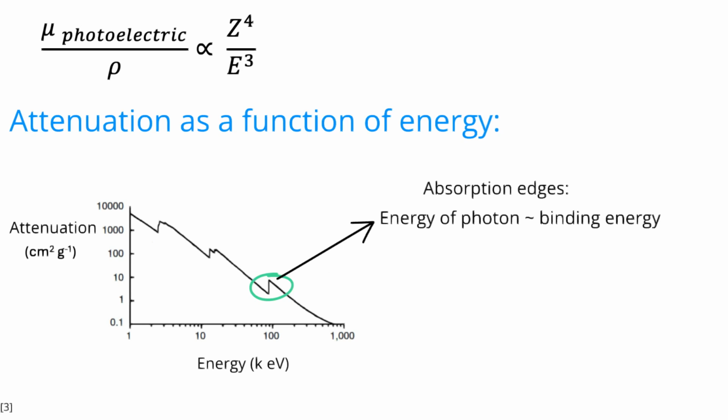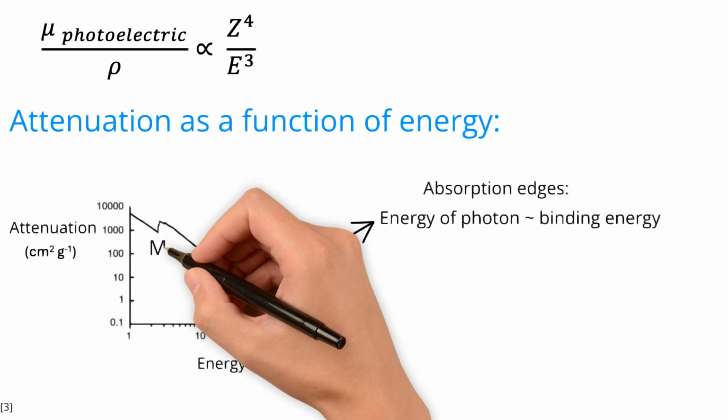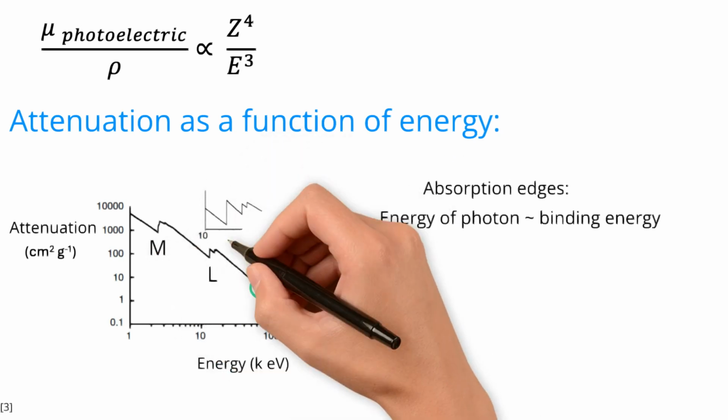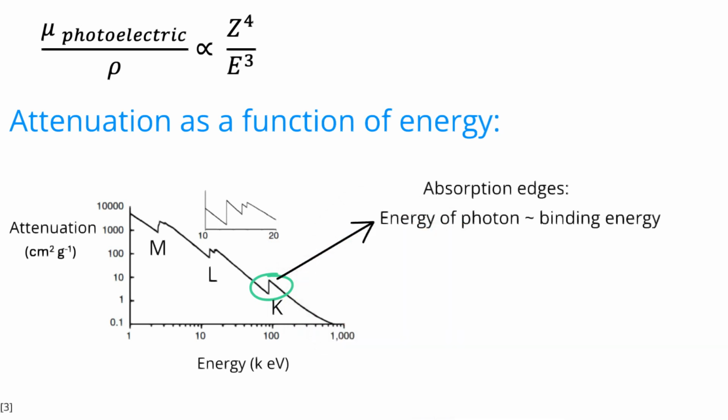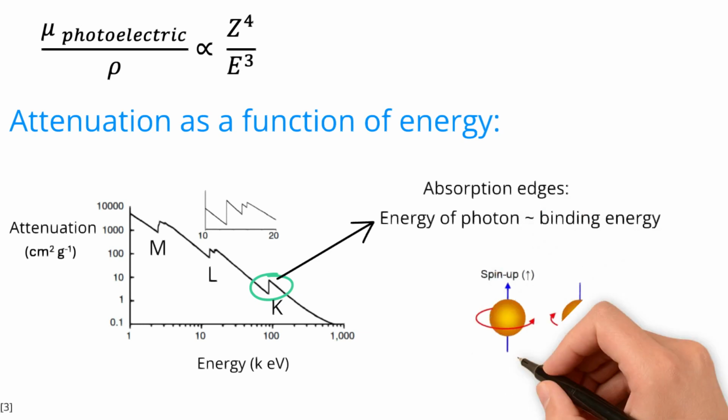The edges are labelled in correspondence to the electron's principal quantum number n. For example, K edges correspond to n equals 1, L to n equals 2, and M to n equals 3. You will notice that some absorption edges are staggered at the top of their discontinuity. This staggering is due to electron orbitals of the same principal quantum number having very slightly different energies. These differences are due to electrons having different angular momentum quantum numbers and spin values.